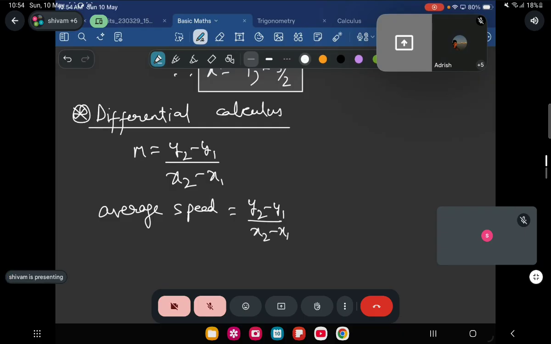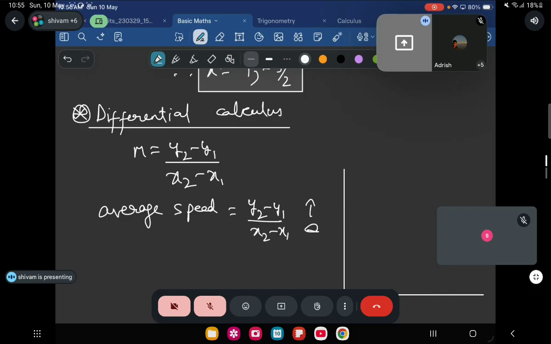Right, tell me, are people getting? Average speed is equal to y2 minus y1 upon x2 minus x1. Y is the total distance. Actually, this is only dy by dx, delta y by delta x. This is, let us say, a distance time graph. Pay attention. The initial concept is very much important to understand dy by dx.